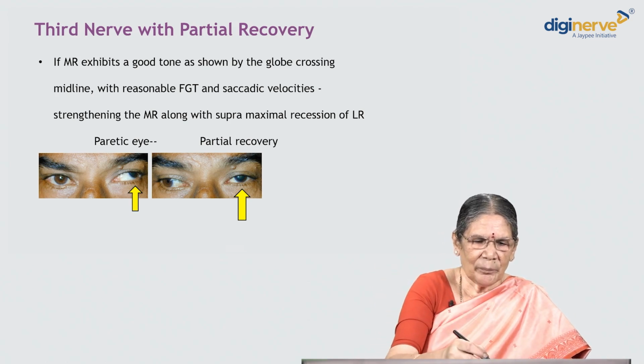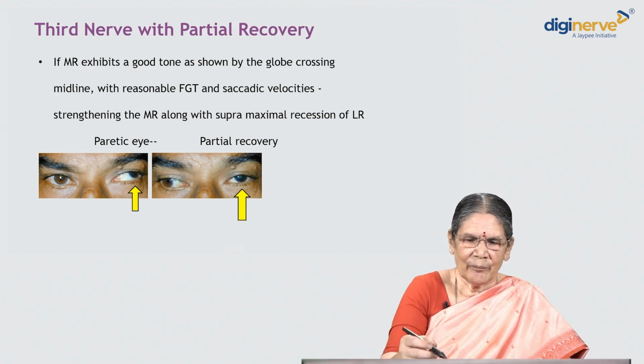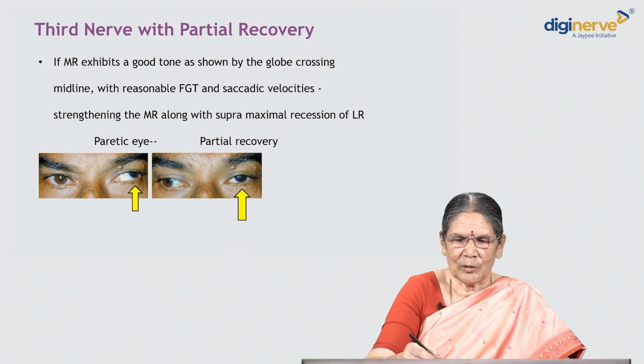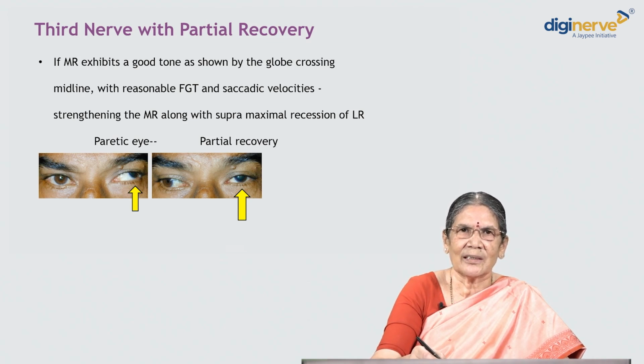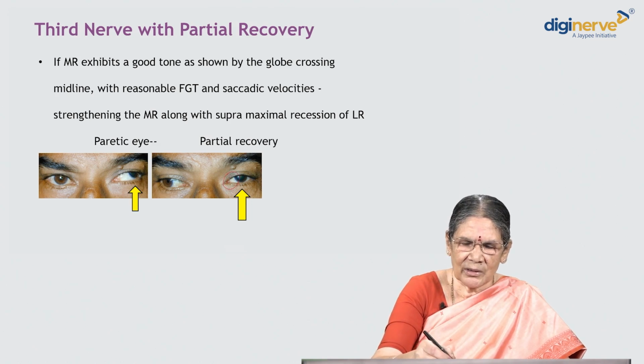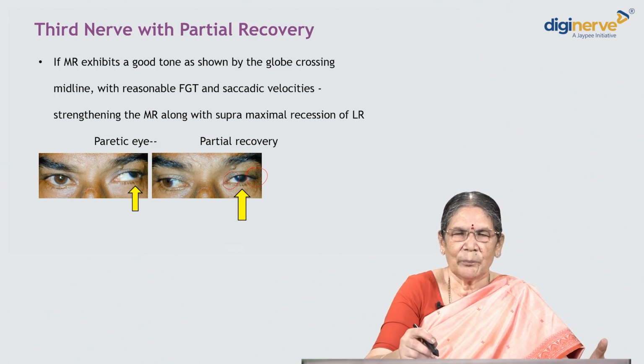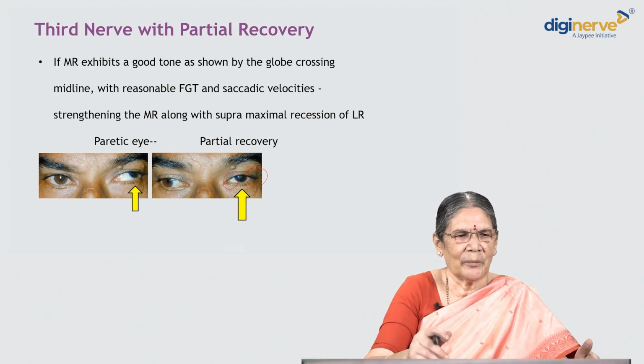As you see here, this is a paretic eye, and with the partial recovery, the patient is able to bring the eye to the primary position. That means the medial rectus is to a certain extent acting. So, strengthening this muscle and weakening this muscle to the maximum will help this patient to attain a primary position. So, that should be our surgical choice.